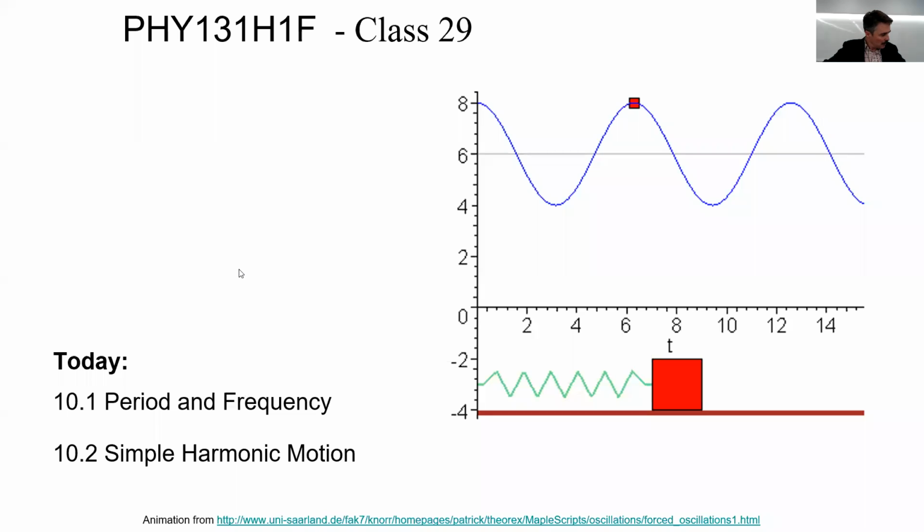Okay. Getting into period and frequency, and I'm going to start talking about simple harmonic motion. Simple harmonic motion is just mass on a spring going back and forth. It's the basic idea. And there's lots of examples actually of simple harmonic motion in real life, not just of an ideal mass on a spring.